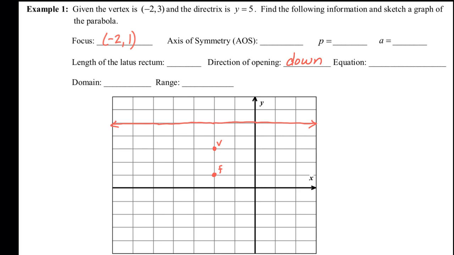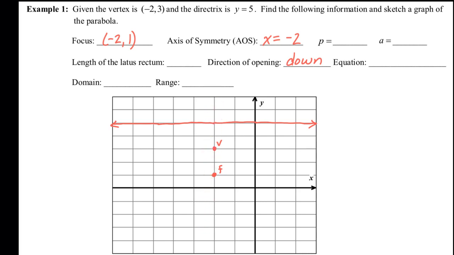We also know that if that is where the parabola is going to be located, the axis of symmetry is going to be a vertical line, which would be x equals. It's going to be a vertical line that passes through the vertex because it has to split our parabola in half, and that would be at x equals -2. That would be your vertical line that goes right through here.